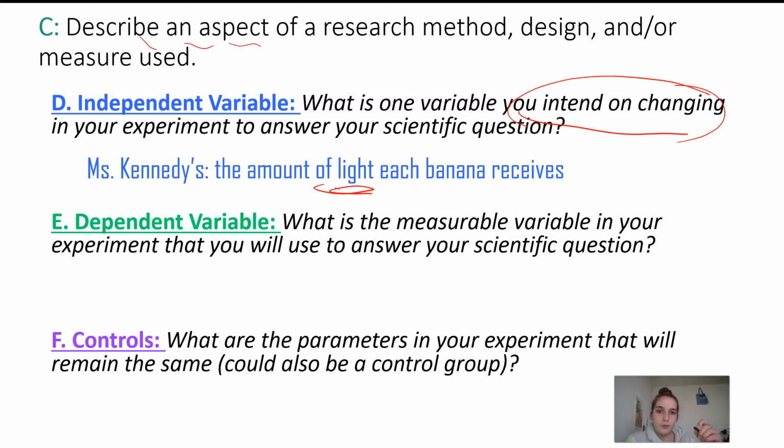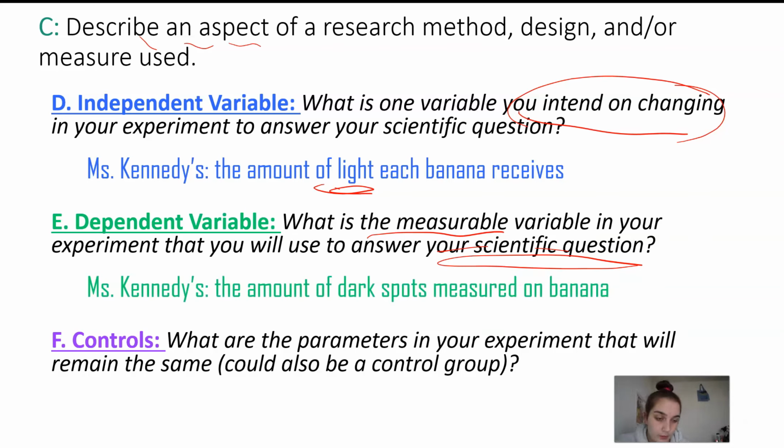Your dependent variable is something measurable. So just try and remember, if you can, dependent variable is always measured. It's literally something that you can measure, whether it's your height, your speed, or whatever. It's one thing that you can measure to show you got results or show something happened in your experiment, okay? And you'll use that to, again, answer your scientific question. So it's more of the data you'll get. So my dependent variable is the amount of dark spots measured. I'm actually going to measure stuff on the banana, so that is my dependent variable.